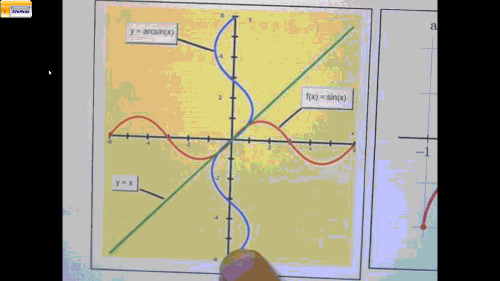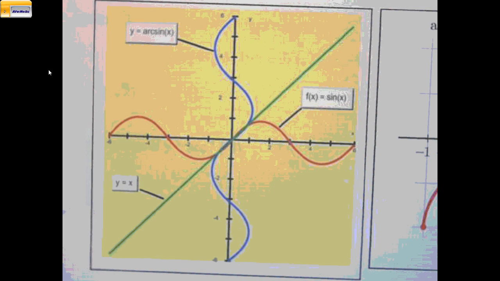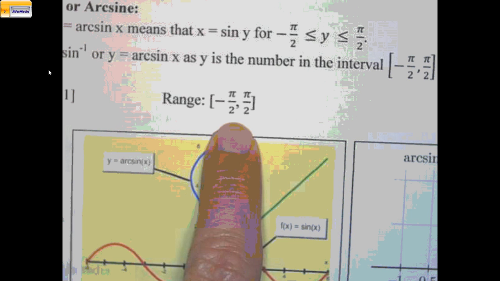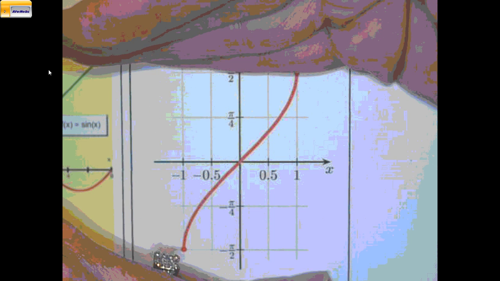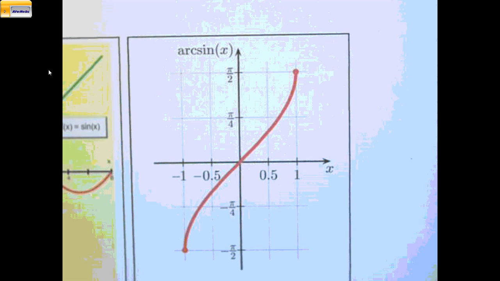Problem is we need this to be a one-to-one function. So what they're going to do is they're going to restrict the values for the range so that they are only between negative pi over 2 and positive pi over 2. That's 90 degrees. Negative 90 degrees and positive 90 degrees. So the graph only covers from here to here. They're restricting it. So this is the inverse.